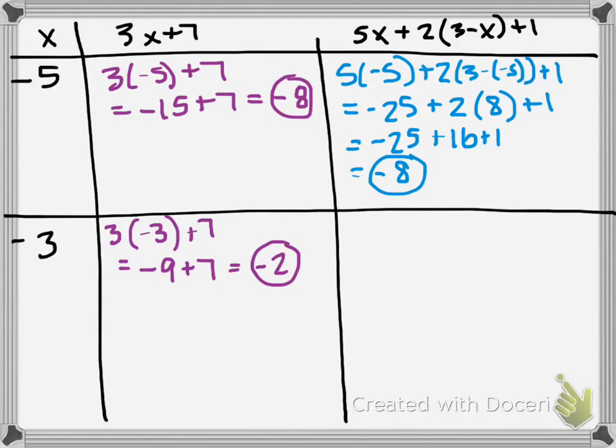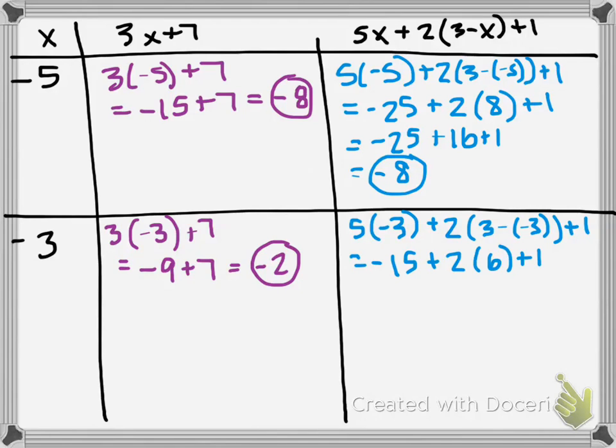I substitute negative 3 into the second expression. And I say 5 times negative 3 is negative 15, and 3 minus negative 3 is 6. Then I multiply 2 times 6 to get 12, and I add negative 15 plus 12 plus 1 for negative 2. We have two more values with these expressions.